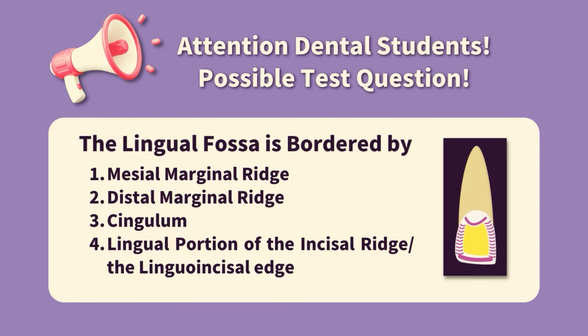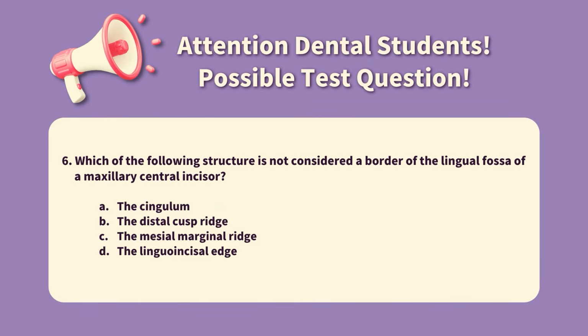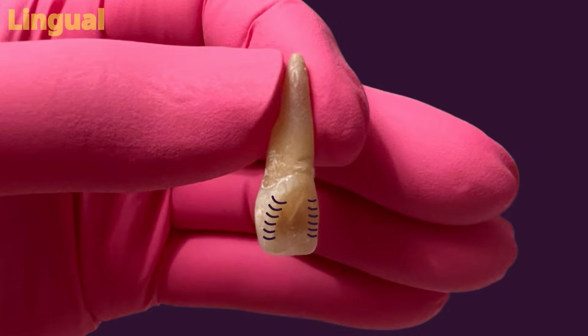A test question could show up as, which of the following structures is not considered a border of the lingual fossa of the maxillary central incisor? The distal cusp ridge. The distal marginal ridge and the mesial marginal ridge are going to just blend into that cingulum. And there may be a developmental groove from the cingulum to the fossa.